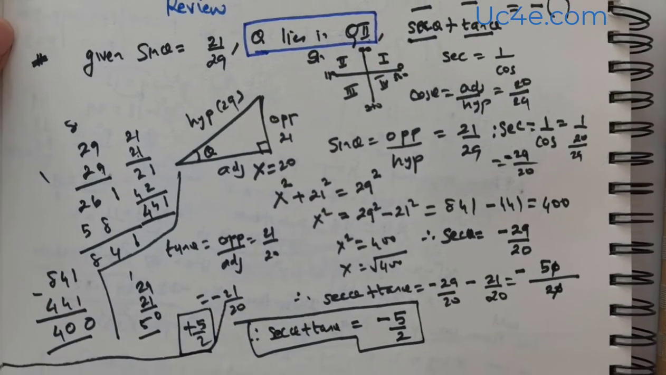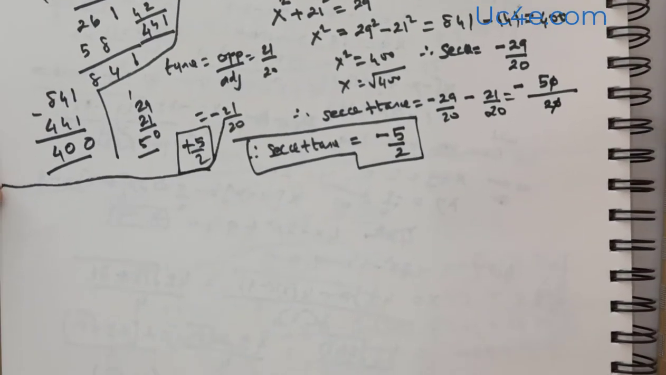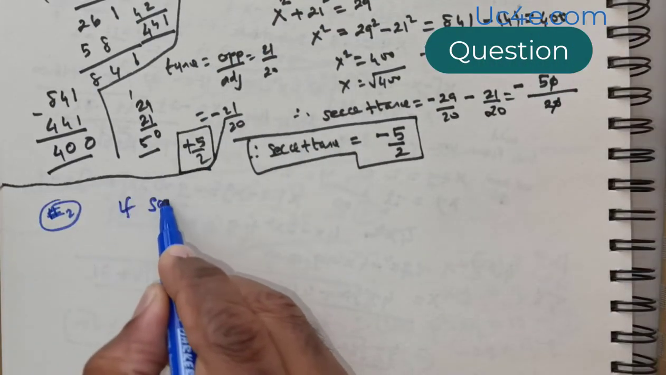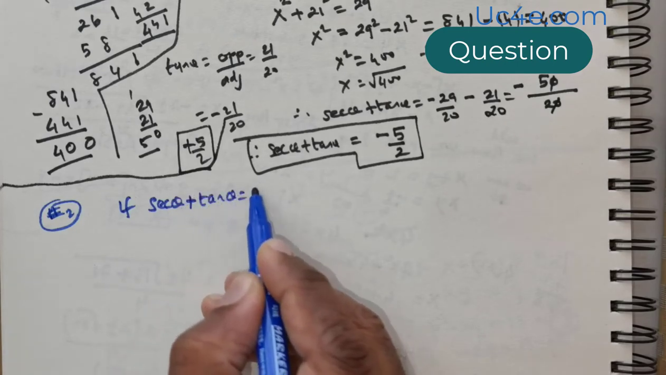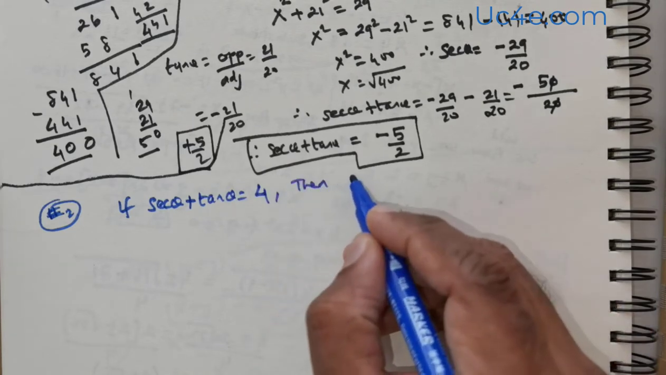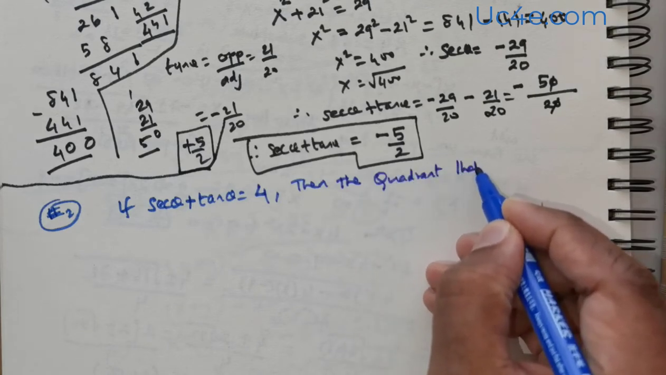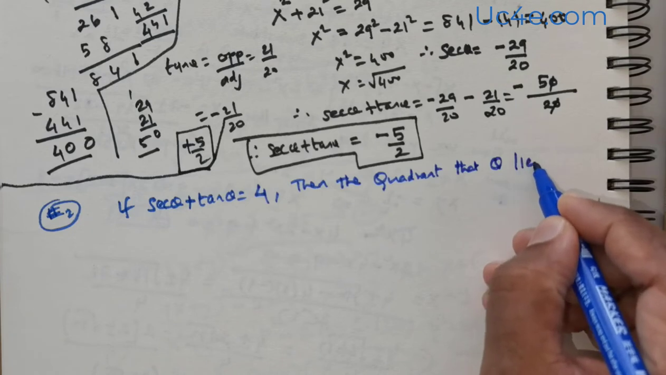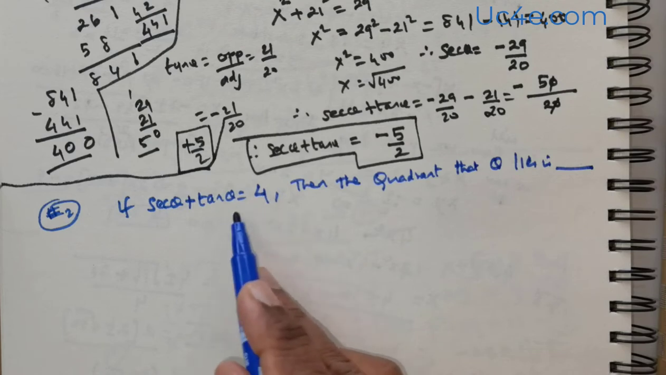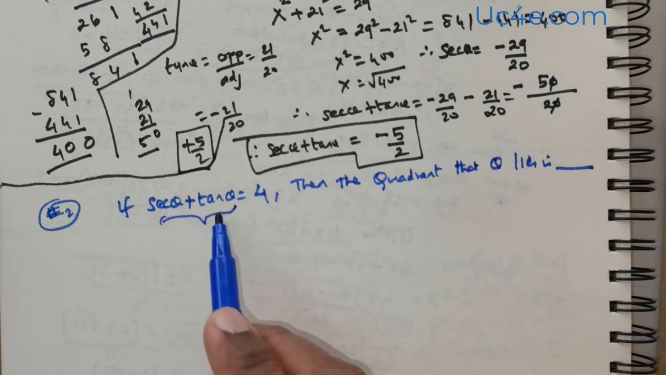So having mentioned this knowledge point, we will move on to the next question. So let's move on to question number 2. We're given that if secant theta added with tan theta is equal to positive 4, then the quadrant that theta lies in is dash. So we are expected to find in which quadrant these two values would be lying.